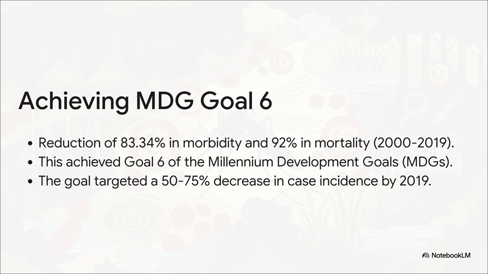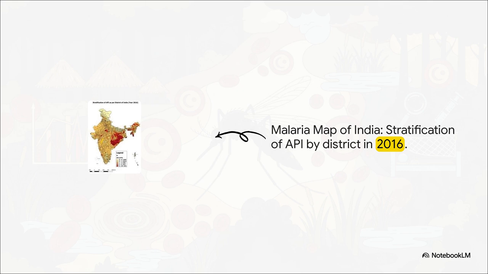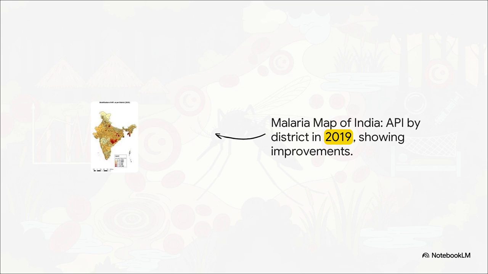2000 and 2019. This is the malaria map of India, showing the stratification of annual parasite incidence as per district for the year 2016. This map shows the stratification of API as per District of India for the year 2018. This map shows the stratification of API as per District of India for the year 2019.